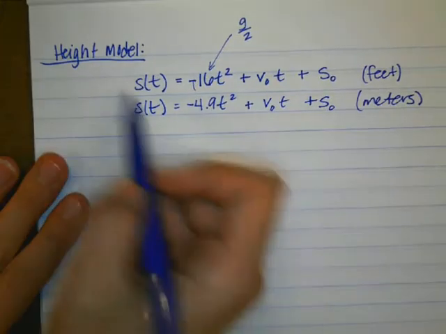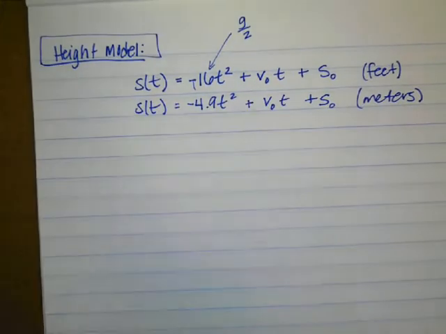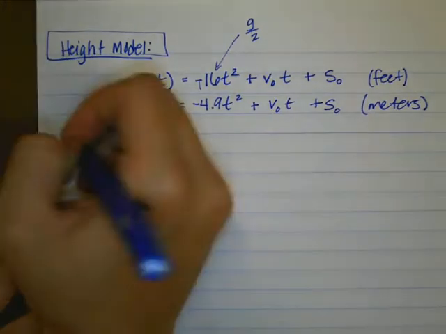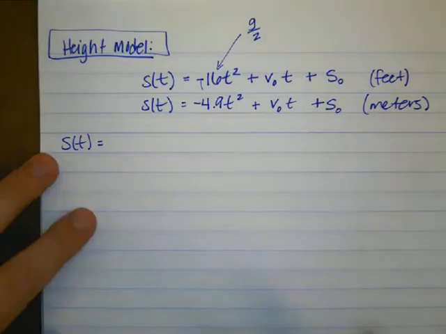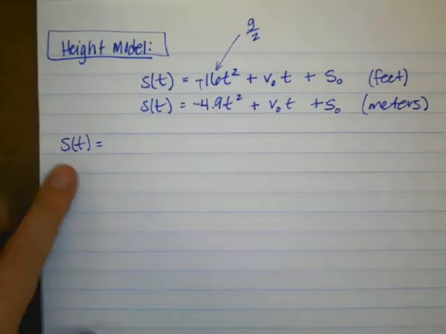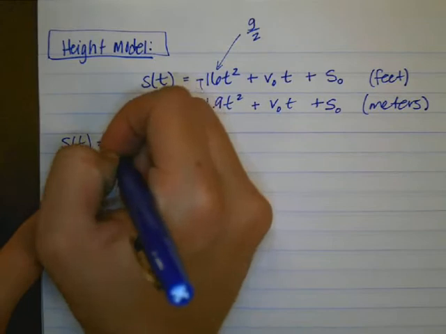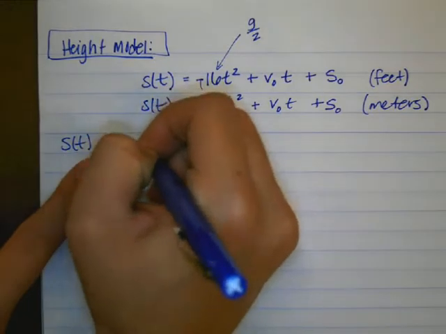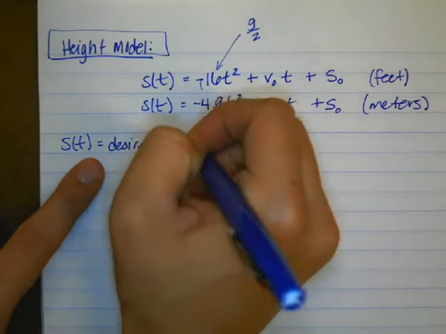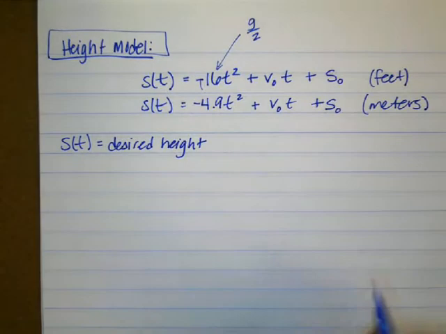Because this height model has to do with any object that's thrown down, thrown upward, or dropped. Any type of motion through the air. So to define our variables, this all goes in that box at the top. S of t is our desired height. So if I told you I wanted something to hit ground level, then your desired height would be 0, because that's 0 at ground level.